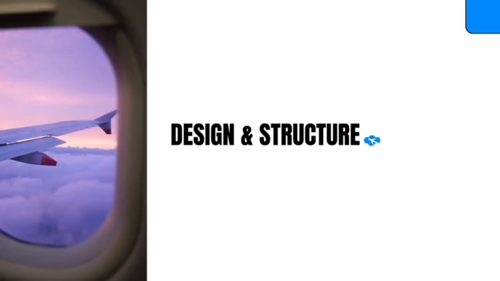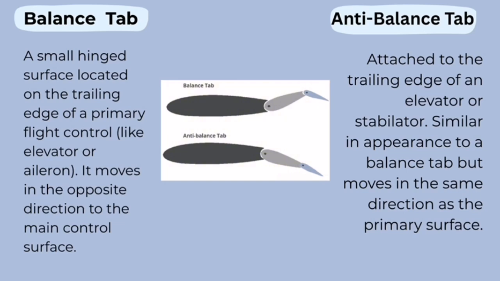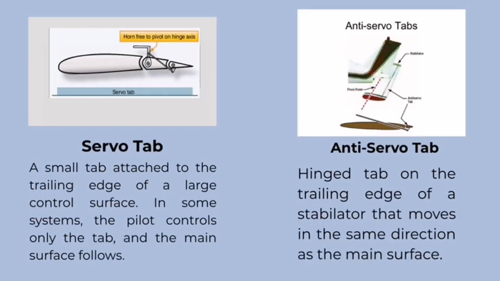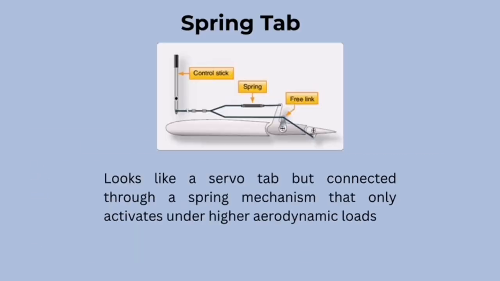Next, design and structure. The balance tab is a small hinged surface located on the trailing edge of a primary flight control like an elevator or aileron. It moves in the opposite direction to the main control surface. The anti-balance tab is attached to the trailing edge of an elevator or stabilator. Similar in appearance to a balance tab, but it moves in the same direction as the primary surface.